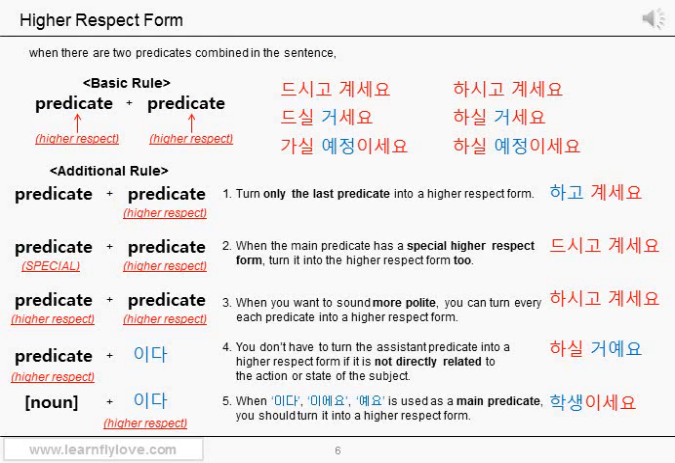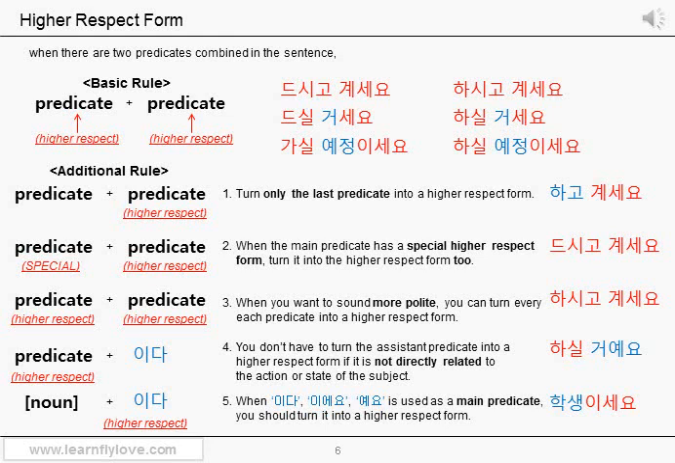Anyway, you should consider the situation and the relationship with the subject when you use higher respect form. Therefore, it's not something you can learn with letters. You need to actually use them and hear how native Korean speakers actually say them.